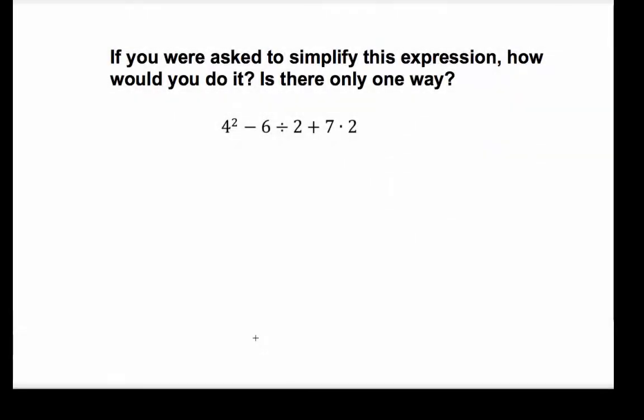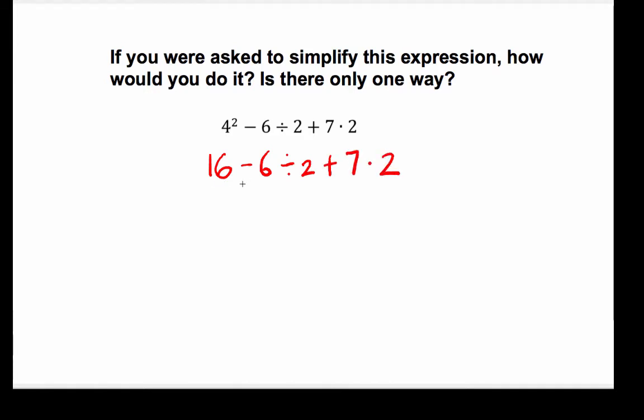Okay, so let's talk about simplifying some expressions that have multiple items in them, multiple operations in them. If you were asked to simplify this expression, how would you do it? And then a second question is, is there only one way? One person may look at this expression and just basically go from left to right, just as you would read a sentence on the page. So if I were to do that, 4 squared means 4 times 4. That's 16 minus 6 divided by 2 plus 7 times 2.